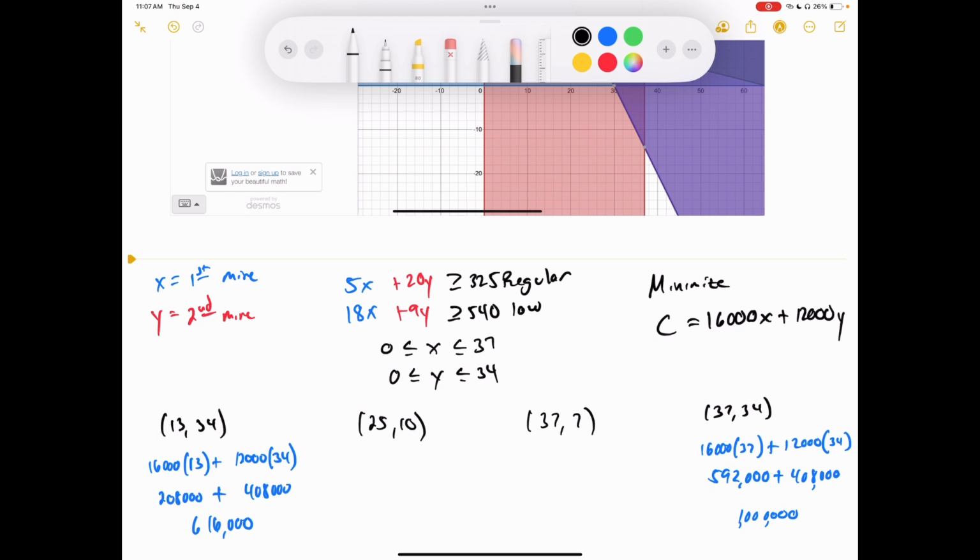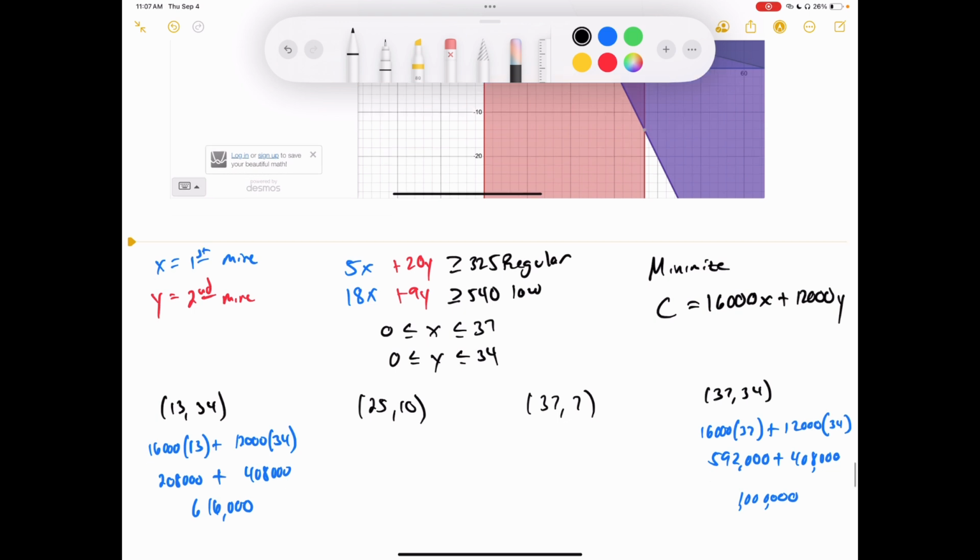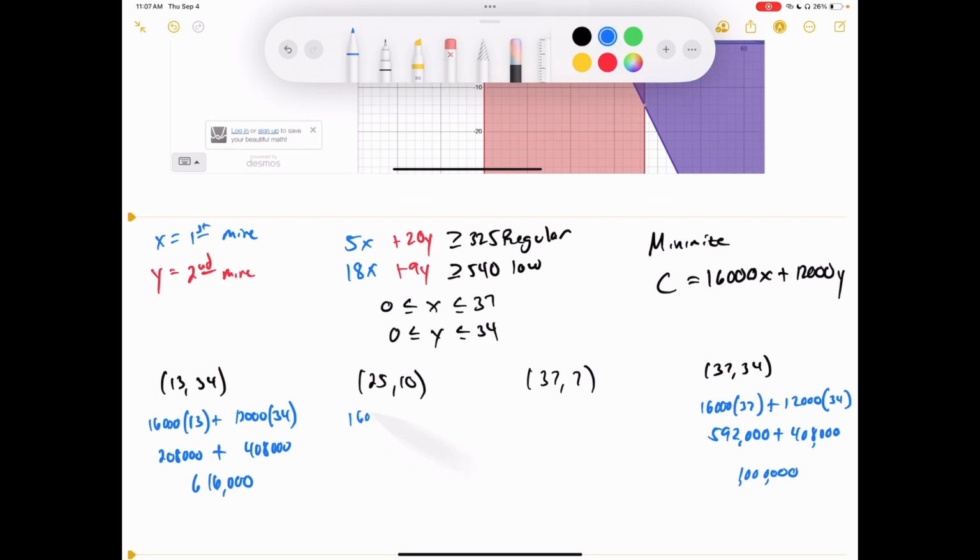All right, so I already have a couple of them right here. 13 and 34, you plug the 13 into the X, you plug the 34 into the Y, and you get 616 out. So then we plug in 25 and 10. So we plug in 16,000 times 25 plus 12,000 times 34. Get out the calculator. That's 400,000 plus 408,000. So that's 808,000. And this one you do 16,000 times 37 plus 12,000 times 7.